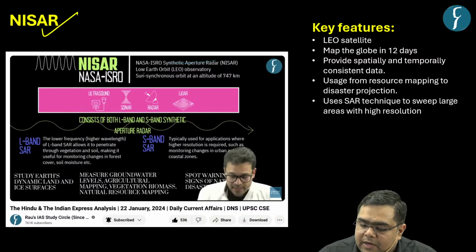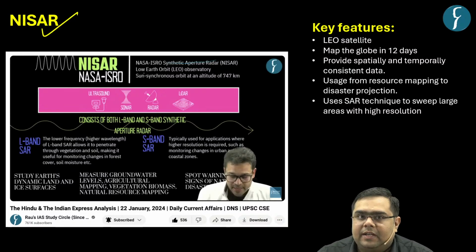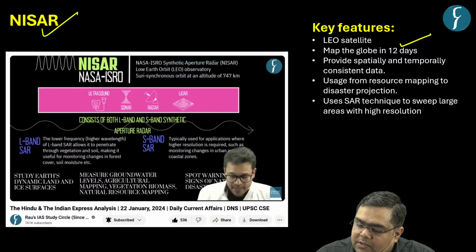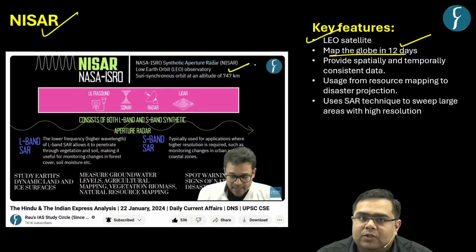this program, which is a partnership between India's ISRO and NASA, is that a radar will be sent to space in the form of a satellite, and that satellite will be able to track first the global map in 12 days. It will be a lower Earth satellite. What is the meaning of lower Earth satellite? It will be stationed at a range of 747 kilometers above the Earth.